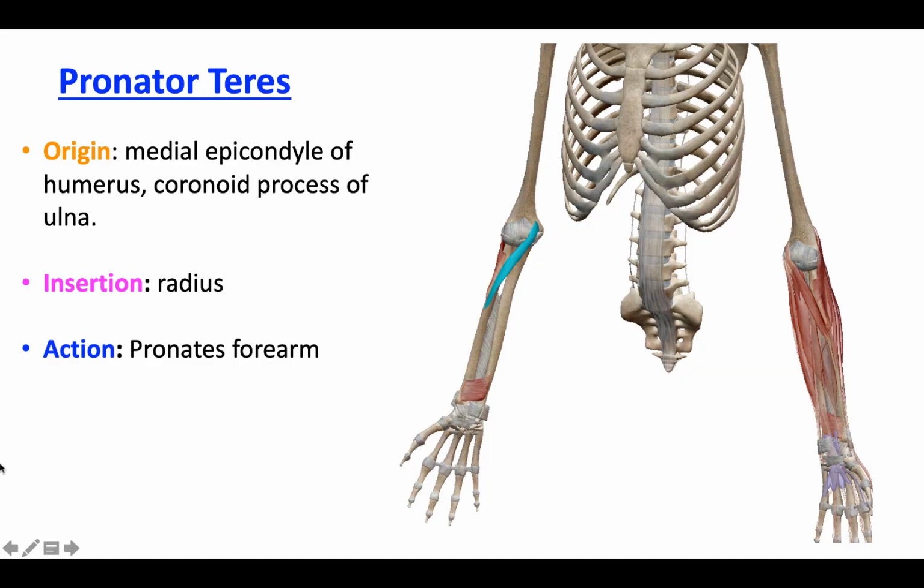All right, next muscle. It's quite small. It's called the pronator teres muscle. It originates on the humerus, specifically the medial epicondyle of the humerus, and it also originates on the coronoid process of the ulna. It'll wrap around and insert at the radius. It allows you to pronate your forearm, which means to turn the forearm.